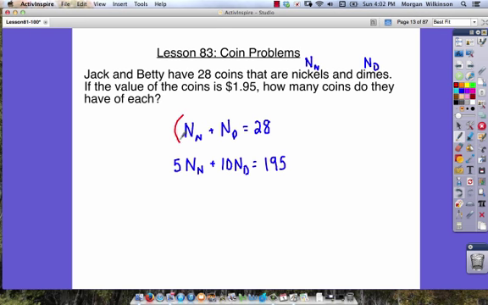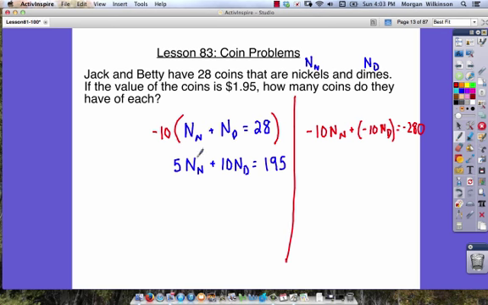To use elimination, let's multiply this first equation by -10. And that will help us eliminate the number of dimes. So when we do that, we're going to get -10 times the number of nickels plus -10 times the number of dimes is going to equal 28 times -10. That's -280. Then we've got 5 times the number of nickels plus 10 times the number of dimes is going to equal 195. And now we can solve using elimination.